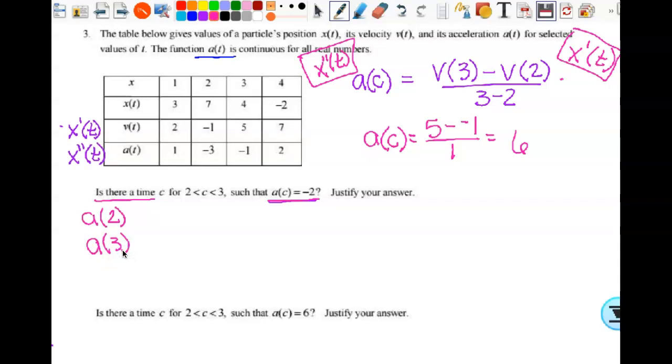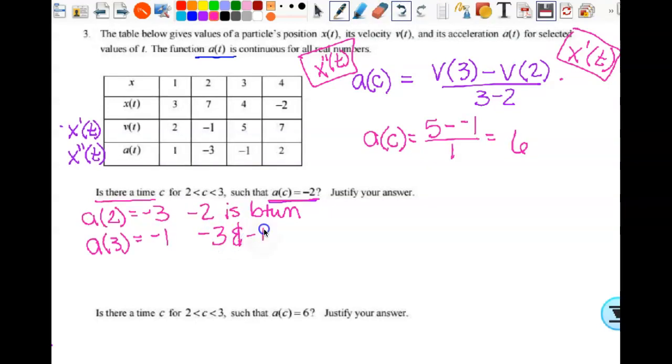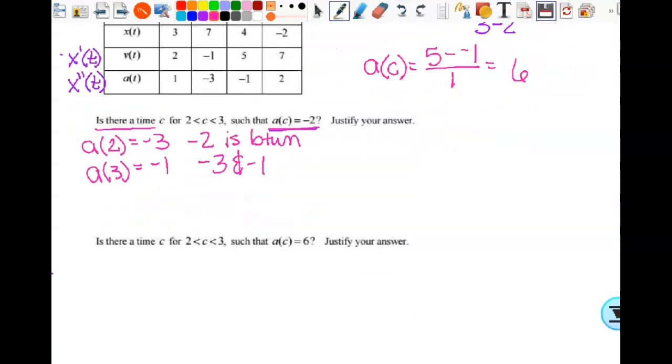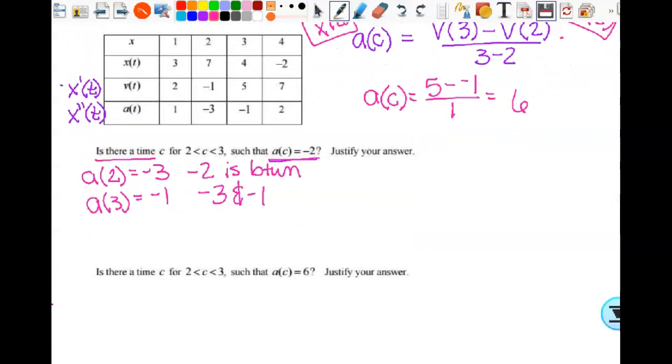What is A of 2? Negative 3. What is A of 3? Negative 1. Okay? And then I can say negative 2 is what? Between negative 3 and negative 1. All right, and then justify my answer.